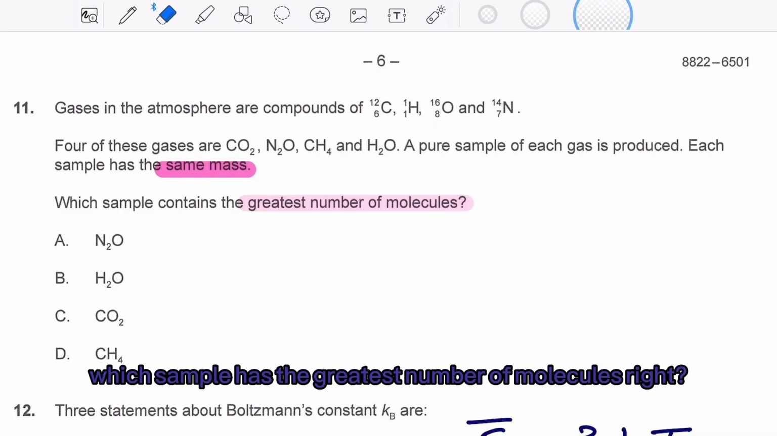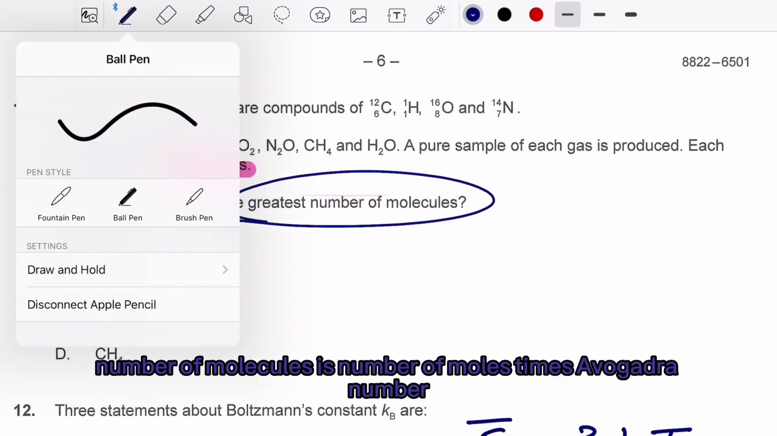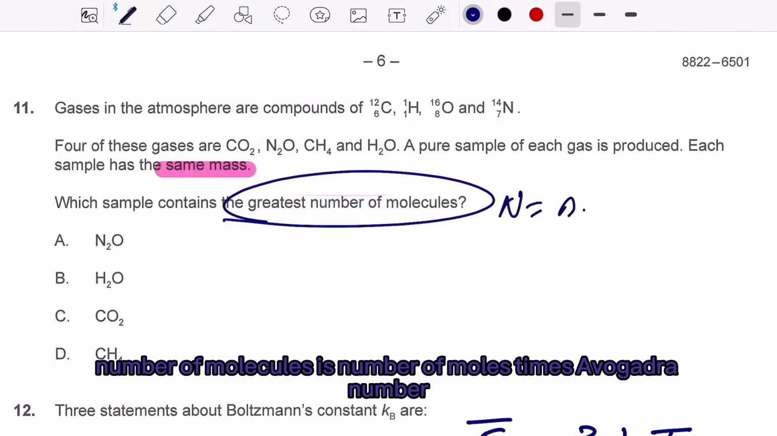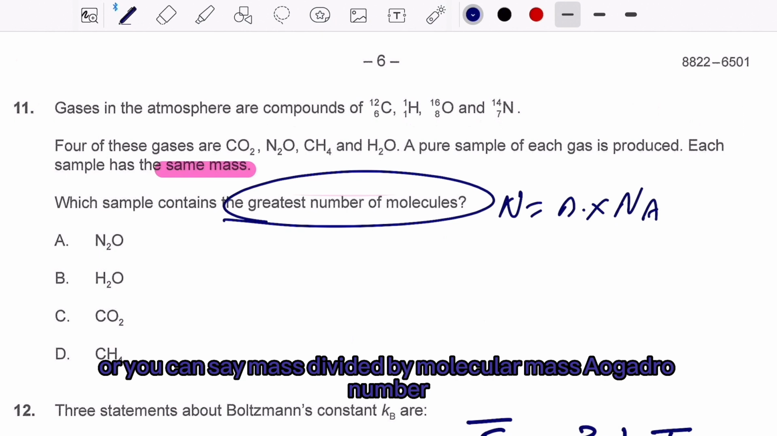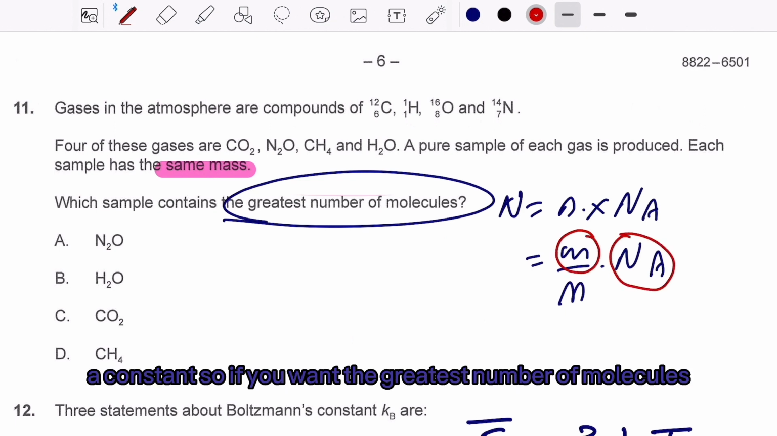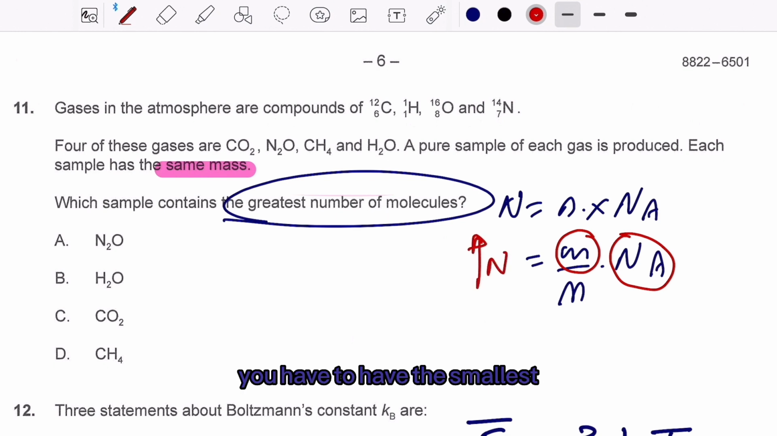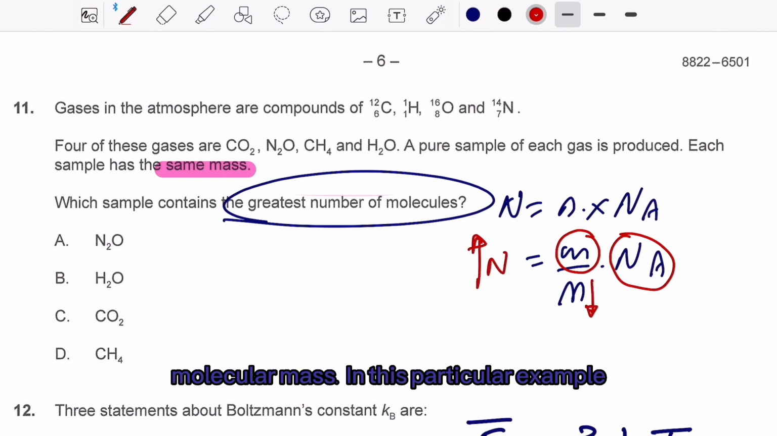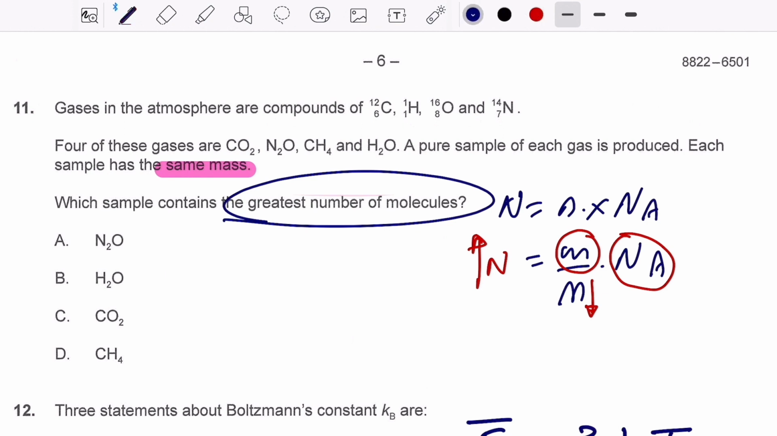Same mass, which sample has the greatest number of molecules? Number of molecules is number of moles times Avogadro number, or you can say mass divided by molecular mass, times Avogadro number. Mass of each sample is the same, and Avogadro number is of course a constant. So if you want the greatest number of molecules, you have to have the smallest molecular mass in this particular example.